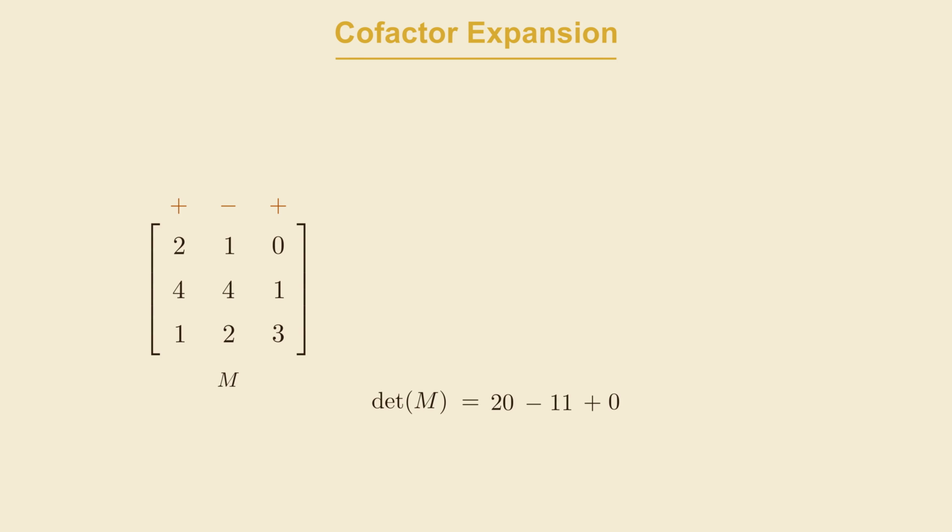Adding the 3 pieces, 20 minus 11 plus 0 is 9. So the determinant of the 3 by 3 is 9, which we know is non-zero, so the 3-asset system must have a unique solution, just like the 2-asset version did. So that is the computation. We have a 2 by 2 formula, and anything larger can be done with cofactor expansion.